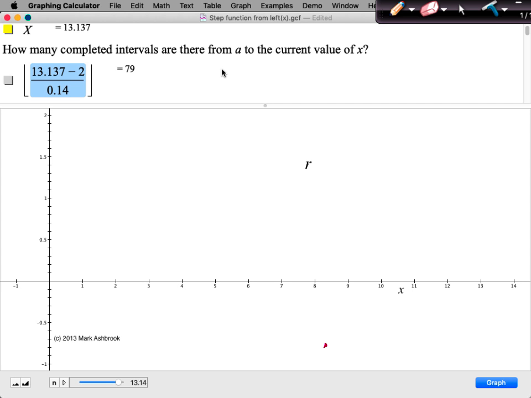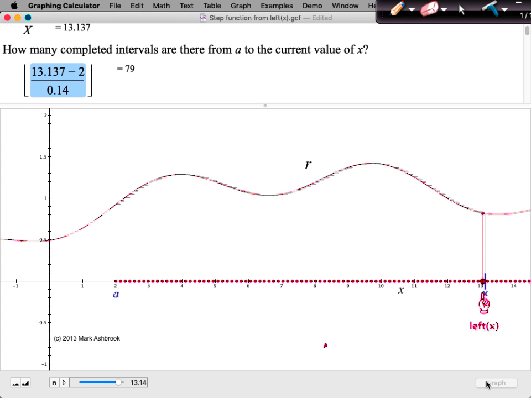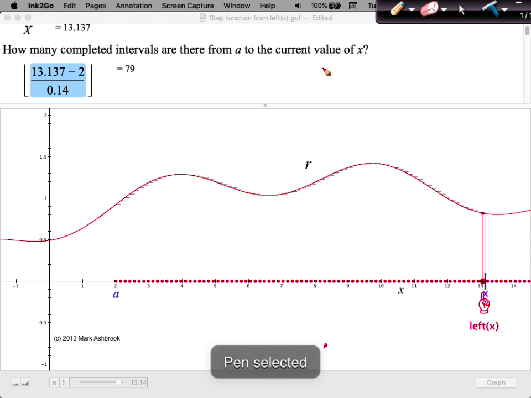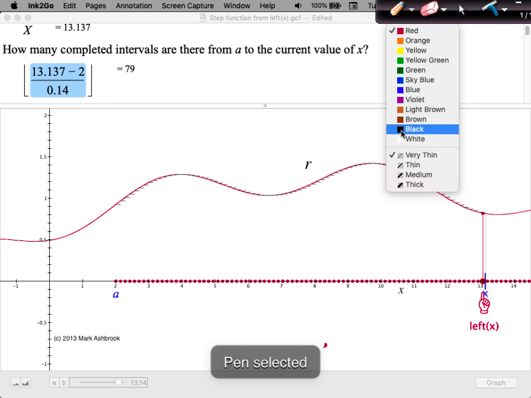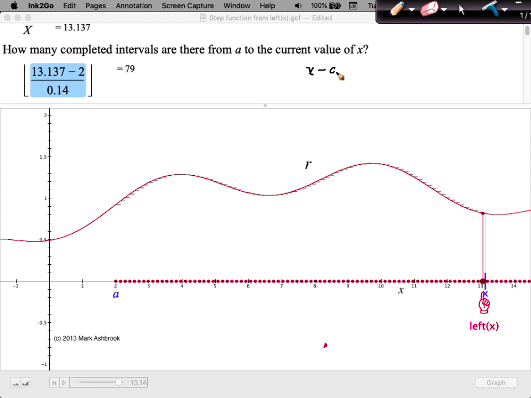So what's the formula for number of completed intervals? What's the formula? X minus A divided by delta X. And then? Floor of that. X minus A over delta X. The floor of that. And what does that mean again? What does that give us? The number of all completed intervals.